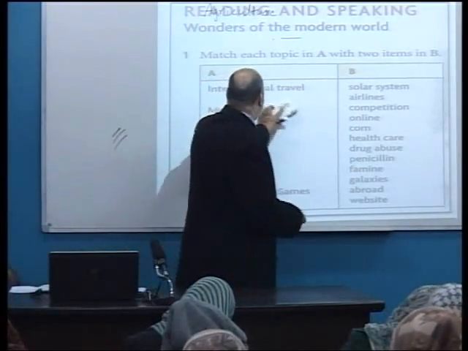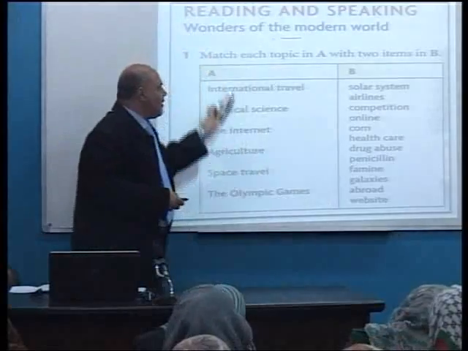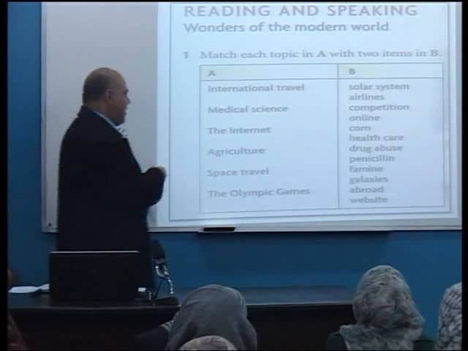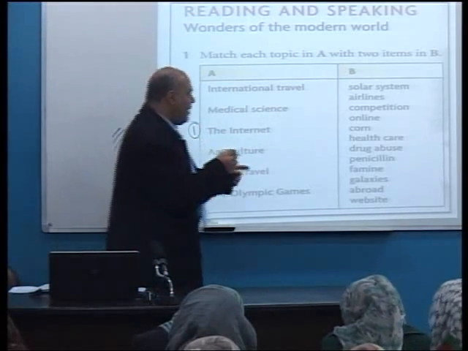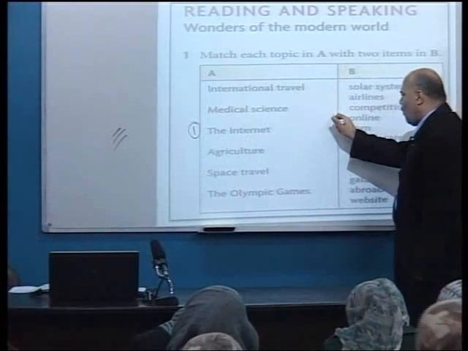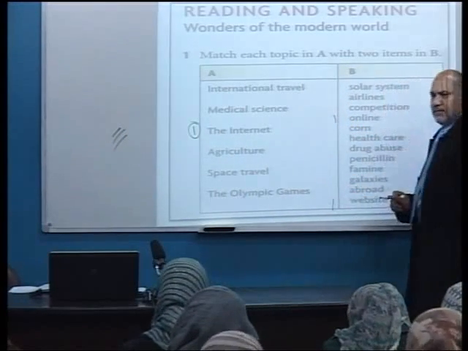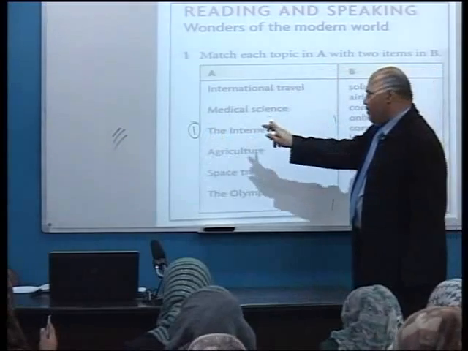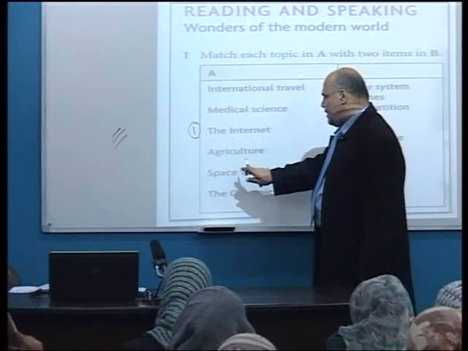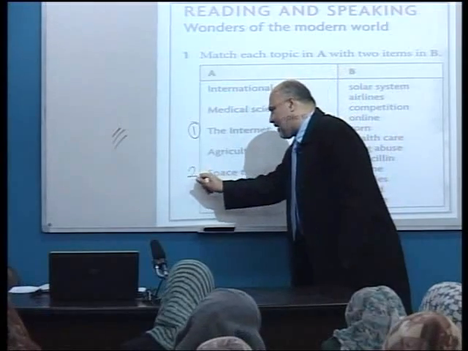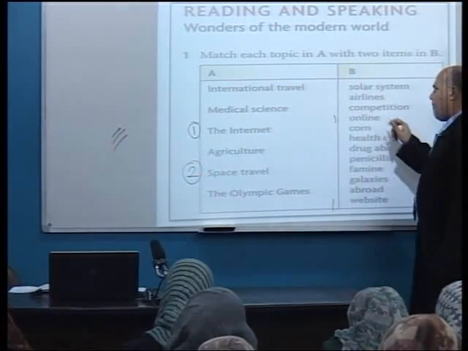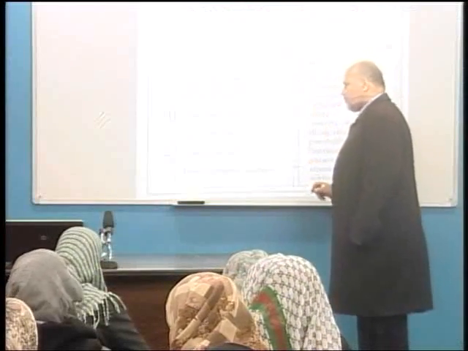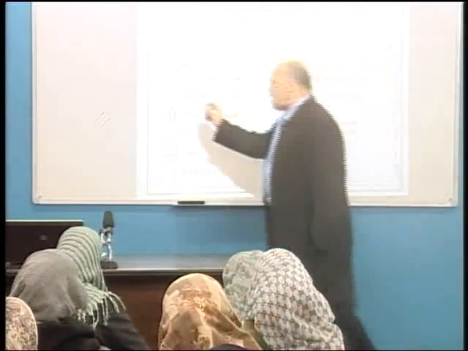So in the first exercise, I want to answer it. So this is number 1, and here I say 1 and 1. Number 2, which one? Medical science? Space travel? Yes. So this is the second paragraph. Which 2? Solar system and galaxies. Number 3, medical science.